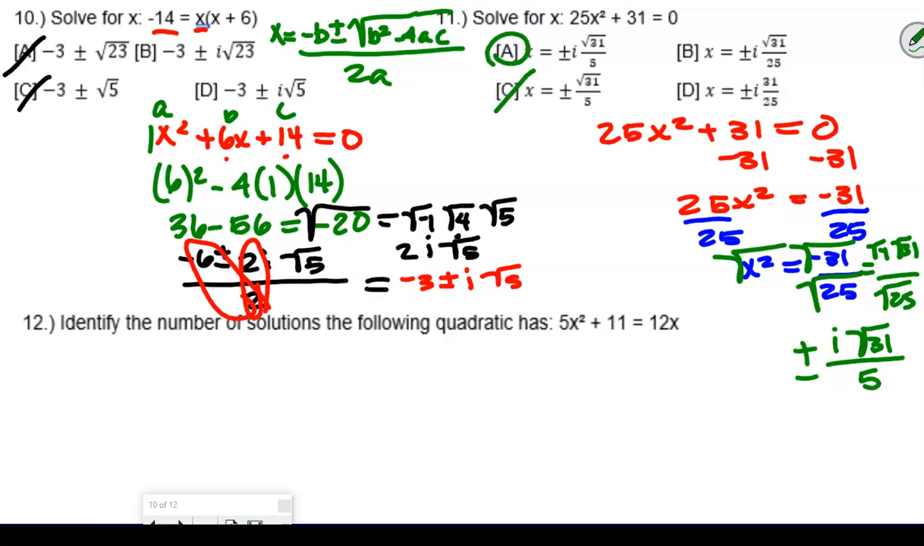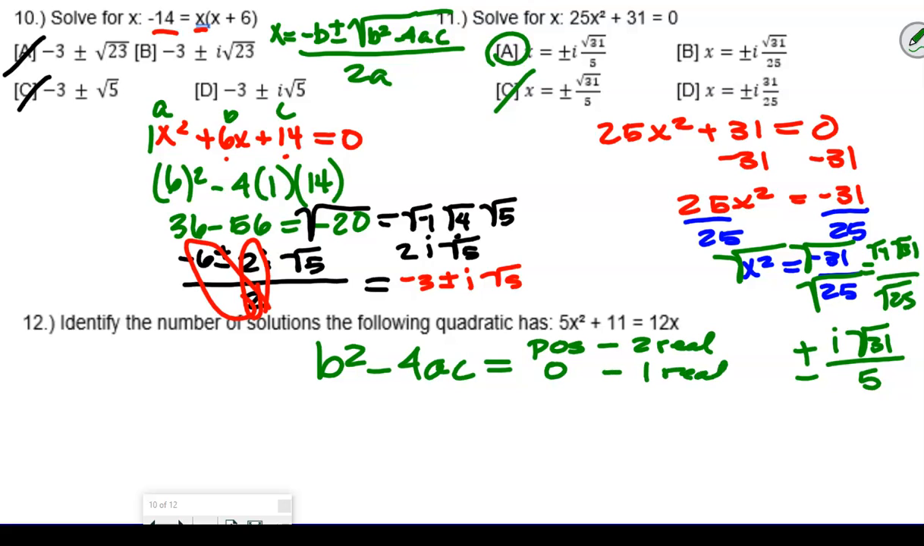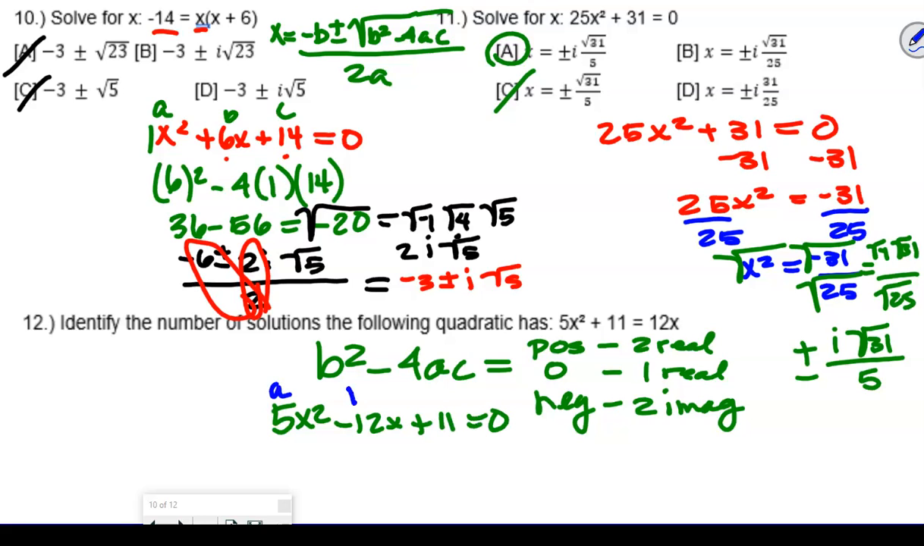Did y'all notice that? Okay, so then the last one, number 12, says identify the number of solutions the following quadratic has. So we're going to use b squared minus 4ac. And we're going to keep in mind that when this is positive, we get what? 2 real. When it's 0, we get 1 real solution. And when it's negative, we get what? 2 imaginary, non-real, complex solutions. Those are interchangeable terms. So we're going to actually set this equal to 0 first. So it's going to be 5x squared minus 12x plus 11 equals 0. So we're going to pull our A, our B, and our C.